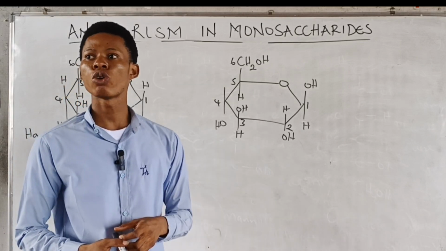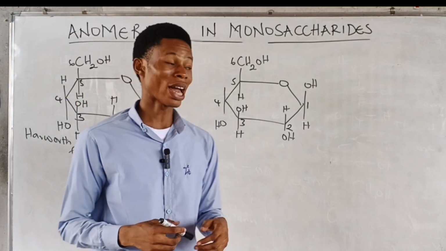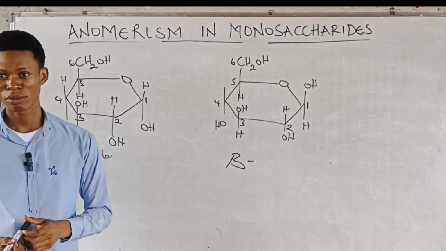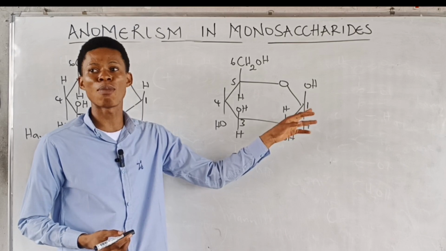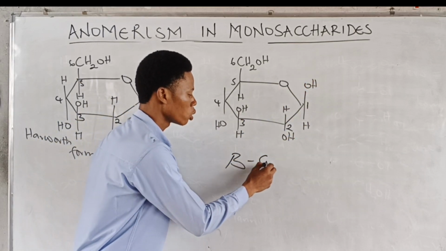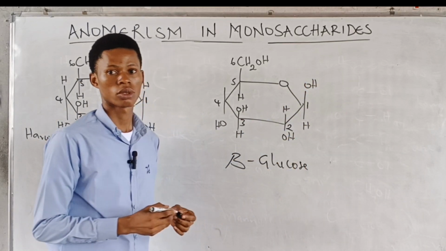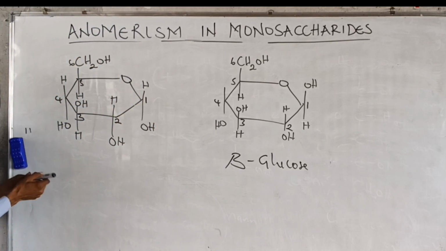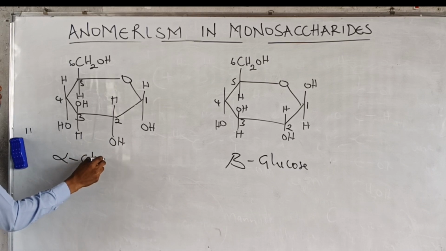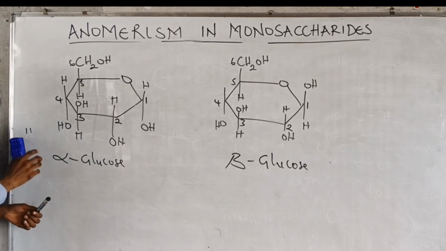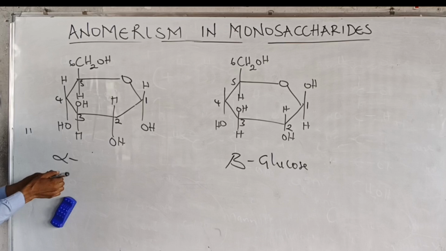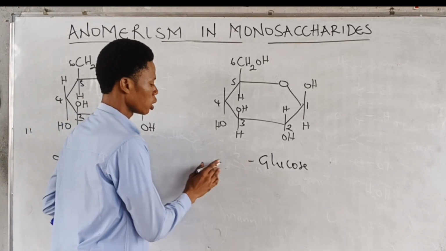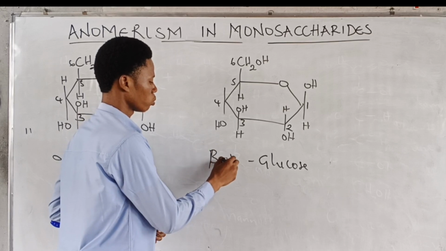But in life, would you like to be up or down? You would like to be up, right? So it is better to be up than down. If the OH on the anomeric carbon is up, we call that beta glucose. But if the OH on the anomeric carbon is down, you call it alpha glucose. So this was originally D-glucose. So we can say alpha D-glucose, and we can say beta D-glucose.